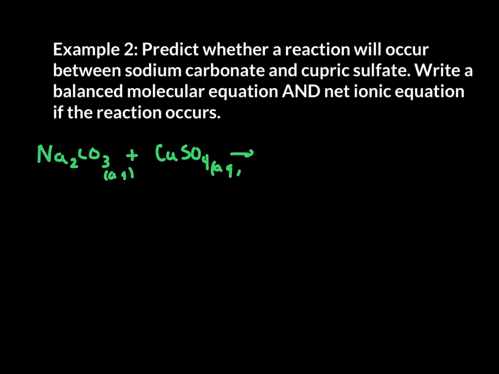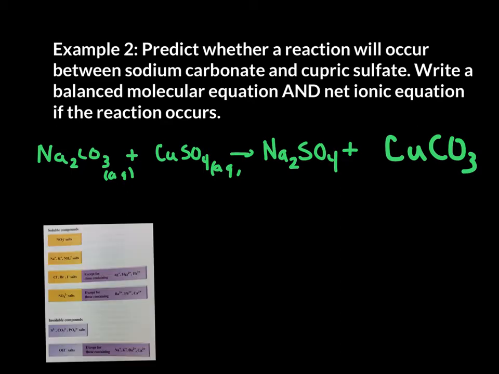So we know that the sodium ion and the sulfate ion are hooking up. Let me shrink that down. And we also know that the cupric and the carbonate are going to hook up. We also need to make sure that we balance this out. So go ahead and take a minute and balance this. Yep, it already is balanced. Okay, so now we are charged with figuring out if the reaction actually occurs.